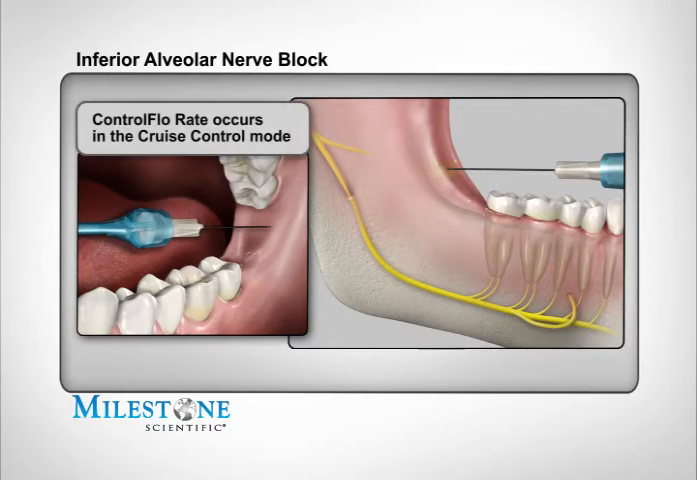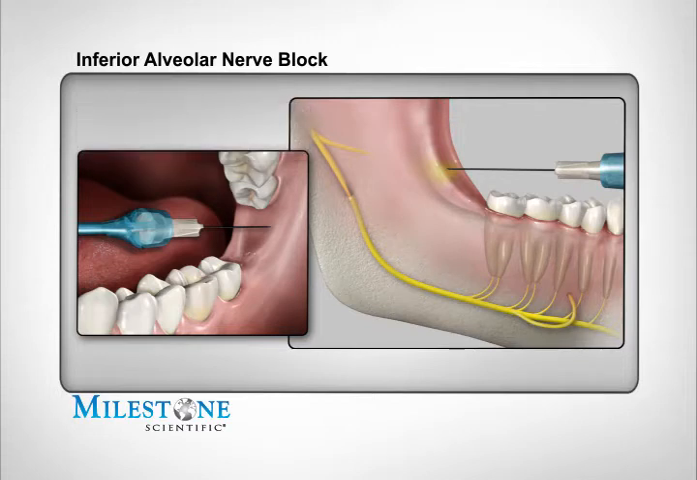This allows the control flow rate to continue to dispense anesthetic solution, creating an anesthetic zone in front of the tip of the needle. The technique of creating an anesthetic pathway requires a very slow and deliberate needle movement, allowing the anesthetic solution to deliberately precede the path that the needle will take.